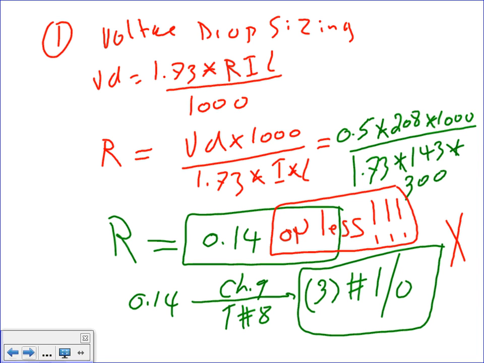Did you find the R? Okay. But do you know why less? Because if you're a conductor of 0.14 or larger, larger R means a smaller conductor. Smaller R means bigger conductor. I know that's up and down, it keeps confusing.